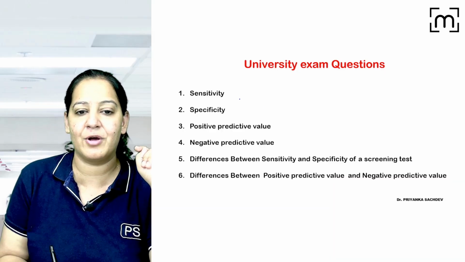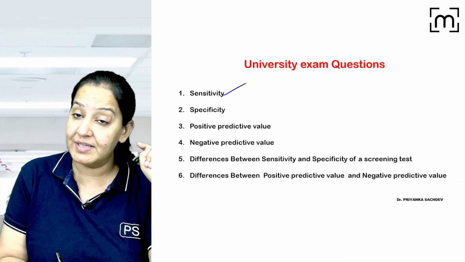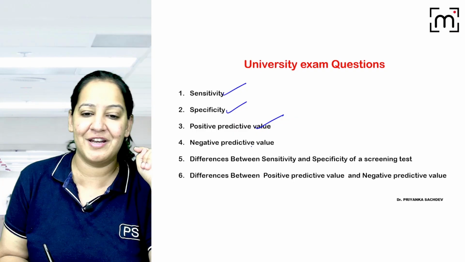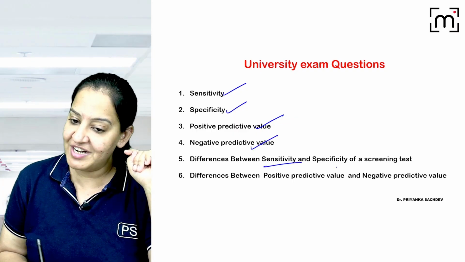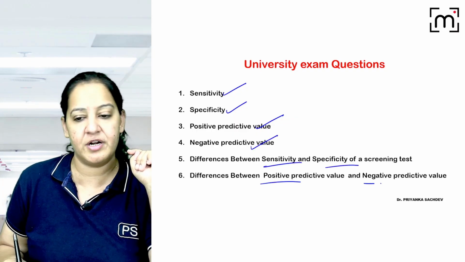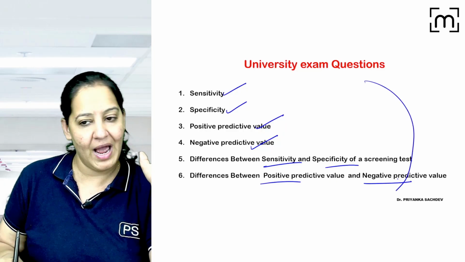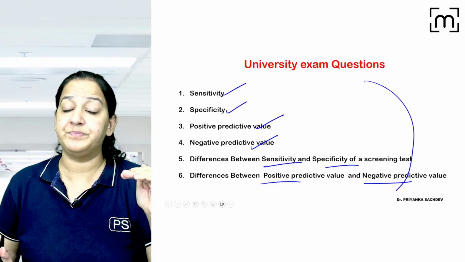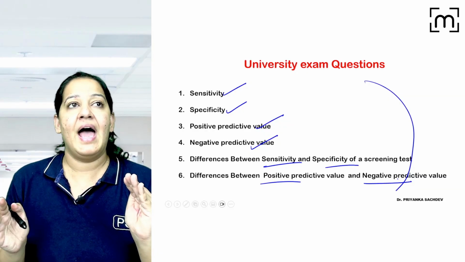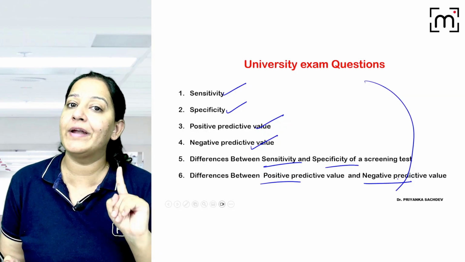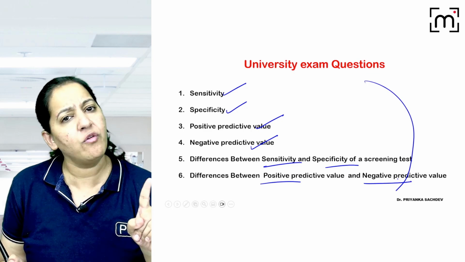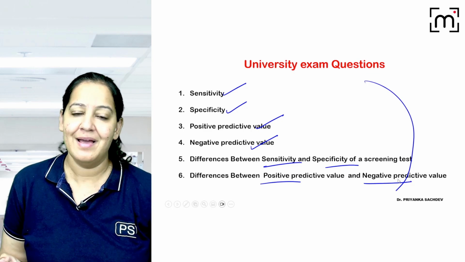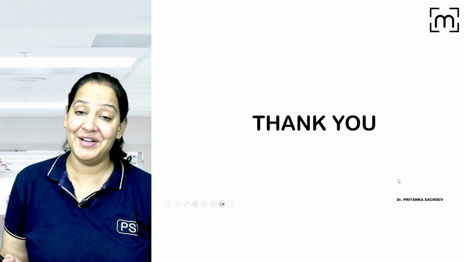Have a look at the university exam questions. They can ask you, what is sensitivity, what is specificity, positive predictive value, negative predictive value, differentiate sensitivity and specificity, differentiate positive predictive value and negative predictive value. So you can write all of them, write the definition, write the formula, explain the difference, and always draw a 2 into 2 table. Always in that table only you have to explain. That's all about it. I hope you enjoyed, you learned.